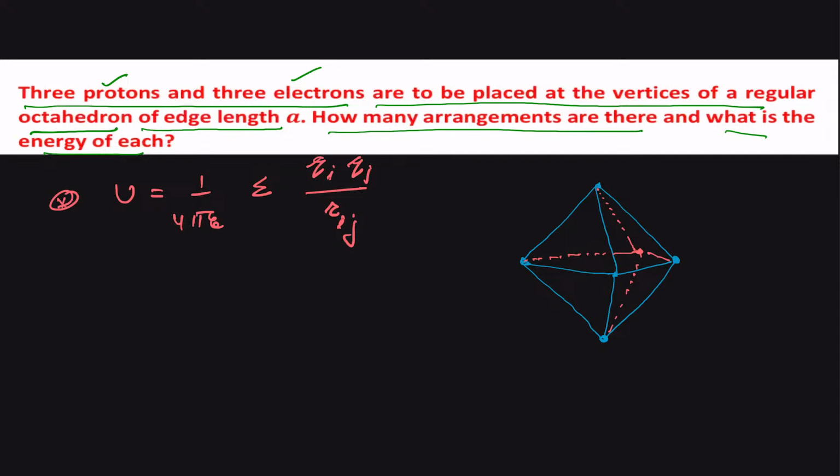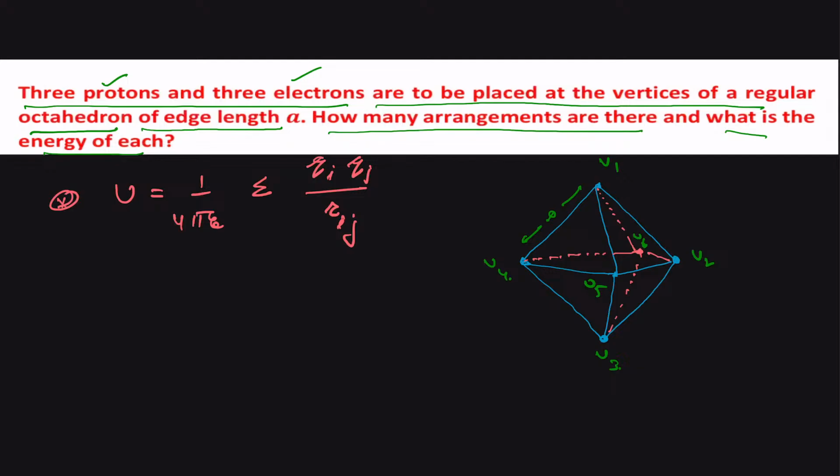So this is our regular octahedron, and let us call these vertices V1, V2, V3, V4, and the front one is our V5 and the back one is our V6. Okay, so these are our 6 vertices, and edge length is given as A.